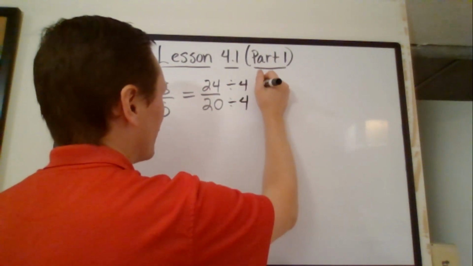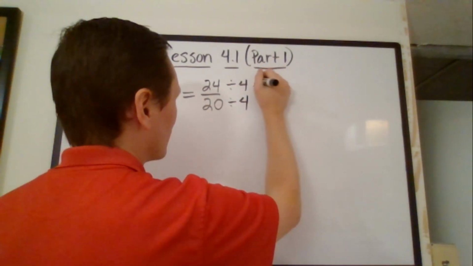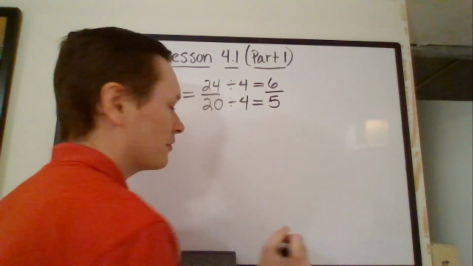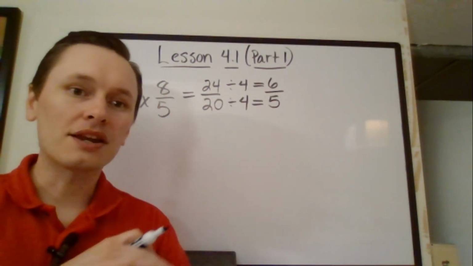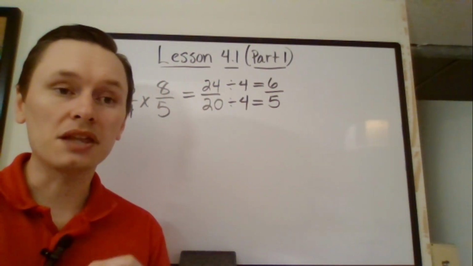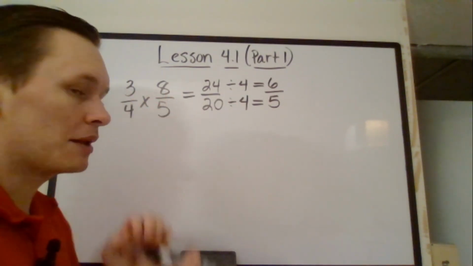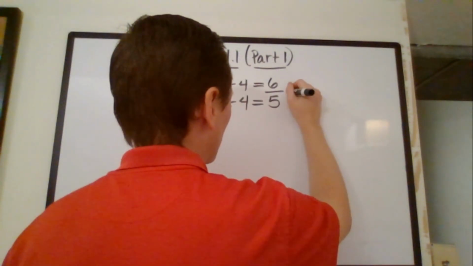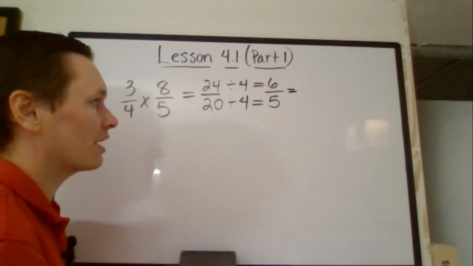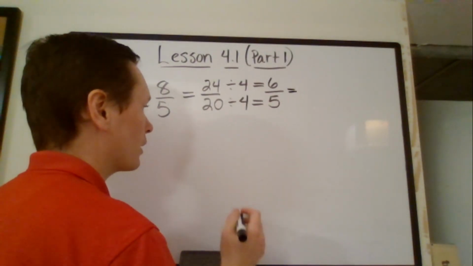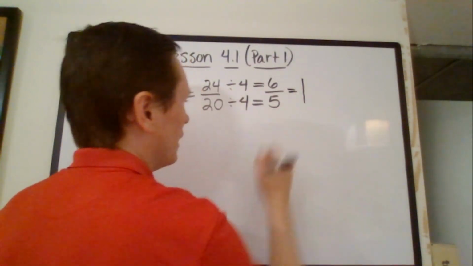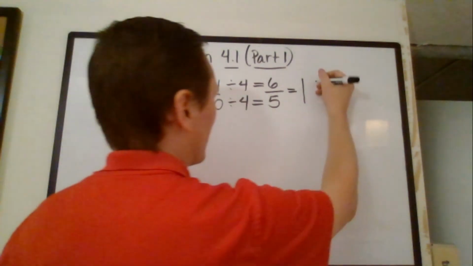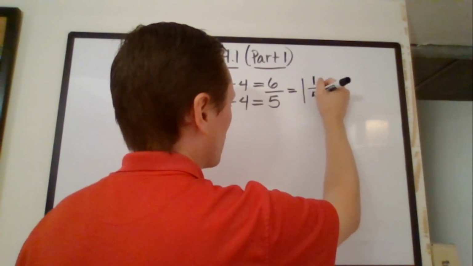And 24 divided by 4 equals 6. And 20 divided by 4 is 5, so we get 6/5. And you are never, ever, ever allowed to leave an improper fraction as your answer. We must always change it into a mixed number. And so we ask ourselves, how many times does 5 go into 6 without going over? 1 time. And then 6 minus 5 gets me 1. So I have 1 left over, and I have 1 1/5.